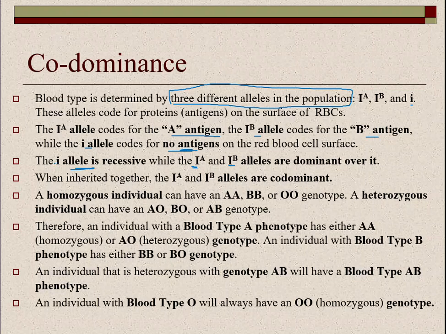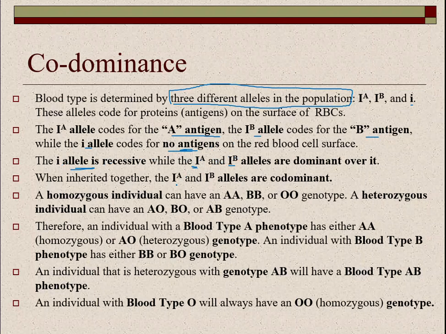So if you inherit the I allele and the A allele from your parents, your blood type will definitely be type A. If you inherit the I allele and the B allele from your parents, your blood type will be type B. Remember, the A and B allele are dominant over the I allele.